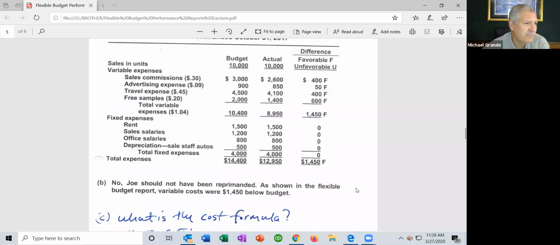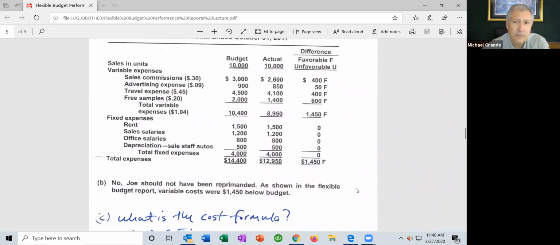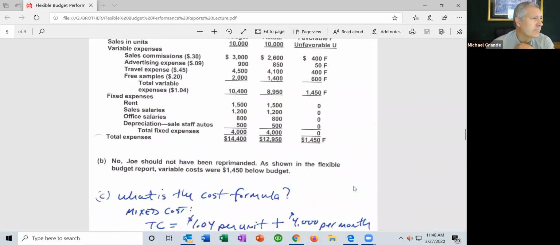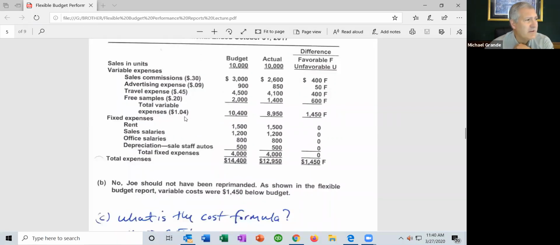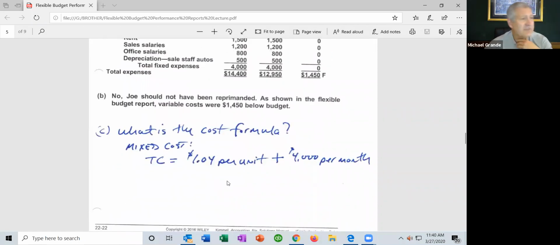Now I went a step further and gave you the cost formula to predict total cost, which is what? Variable plus fixed. The variable cost per unit is $1.04 per unit, simply adding up those four numbers. Plus the total fixed cost: $1,500, $1,200, $800, $500, which is $4,000. So it's a mixed cost. There's the cost formula, something you should be familiar with: $1.04 per unit plus $4,000 per month.